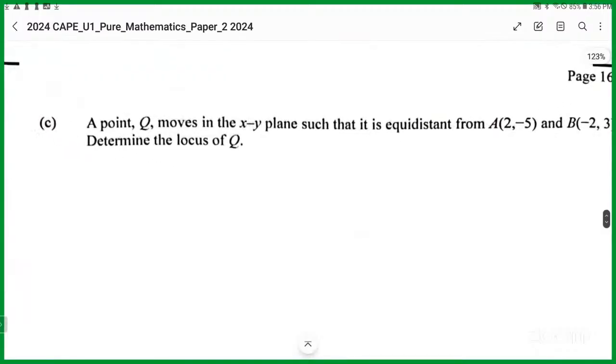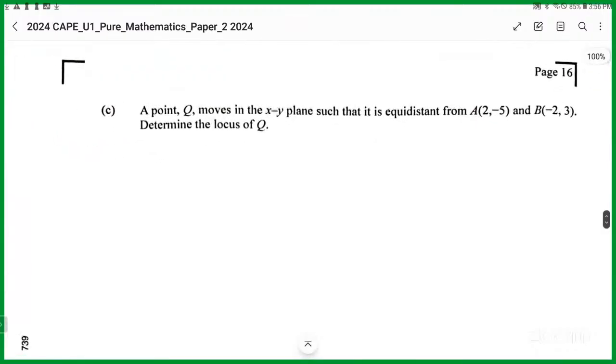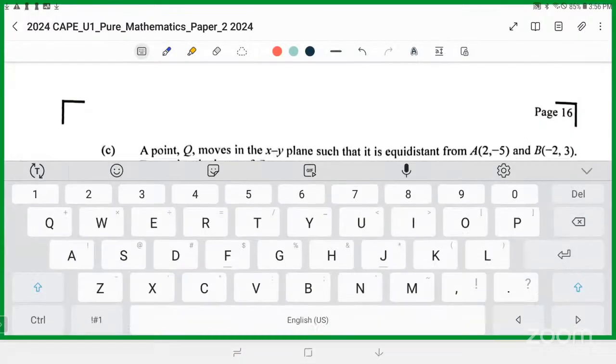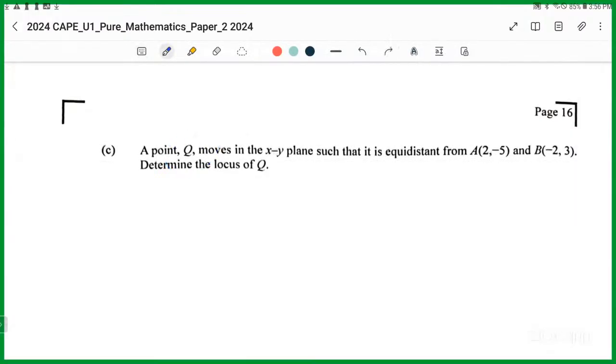Here's one. Easy. A point Q moves in the XY plane such that it is equidistant from this and from that. Determine the locus of Q. So instead of P, they call it Q this time. Come on, you must be able to do this. Q is the same distance from these two points. Easy, come on. Do that one for me. That's 2024. See if you can find the years that they have. Then when you finish, I can work it out.